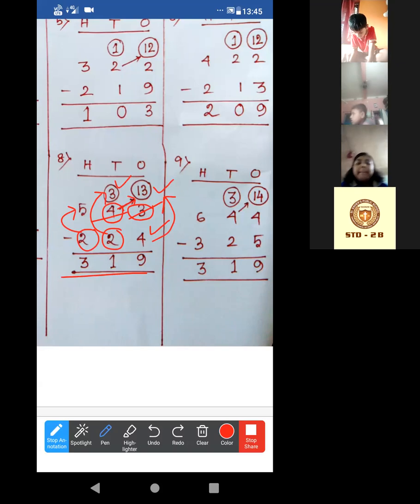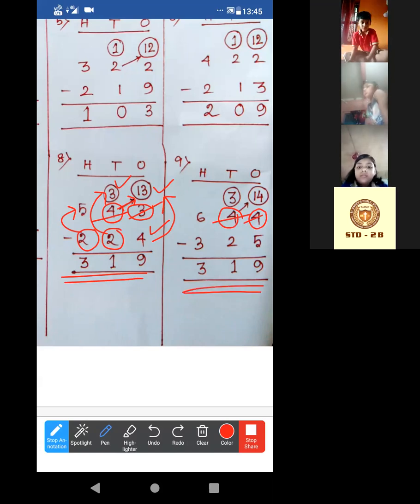This one is also same. 4 is given. We have to consider this as 14. We have borrowed 1 from this 4, so it will be becoming 3. Now normal counting. Complete it.